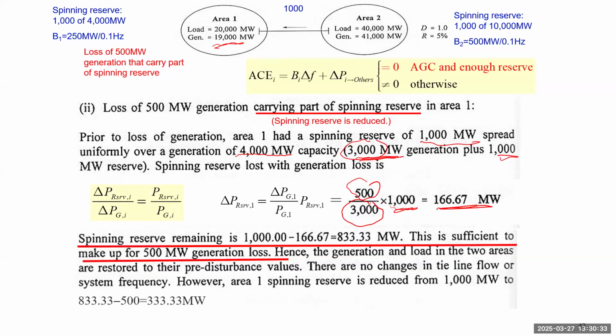Then the remaining spinning reserve will be 1,000 minus that value, which will be above 800 megawatt. So this is still enough to make up the 500 megawatt loss. Which means ACE can still be 0 for everyone. So there's no change in the frequency or Thailand flow for this case. That's easier. So Thailand flow is still 1,000. The frequency is still 60 hertz for both areas.